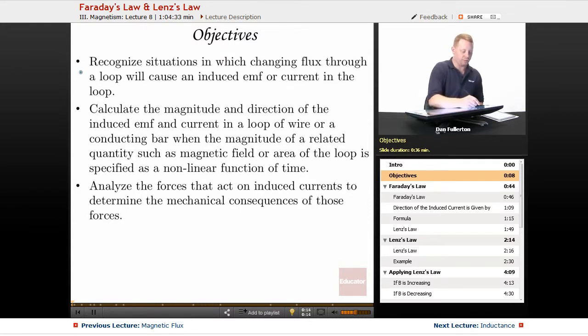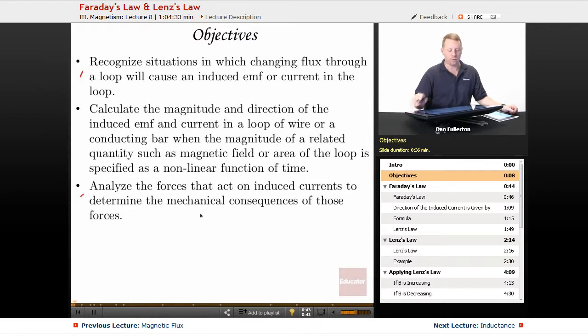Our objectives include recognizing situations in which changing flux through a loop will cause an induced EMF or current in the loop, calculating the magnitude and direction of the induced EMF and current in a loop of wire or a conducting bar when the magnitude of a related quantity such as magnetic field or area of the loop is specified as a nonlinear function of time, so changing magnetic fields or areas, and analyzing the forces that act on induced currents to determine the mechanical consequences of those forces.